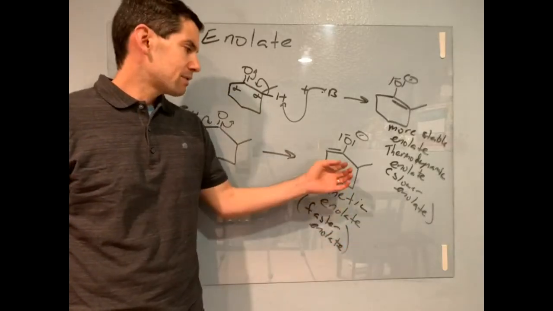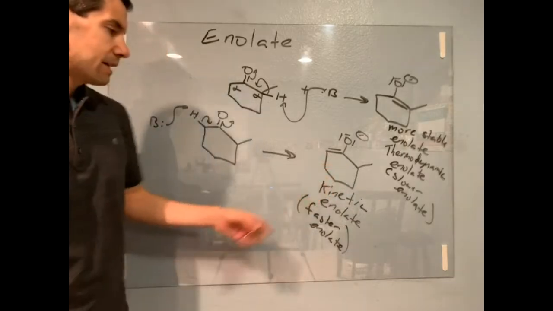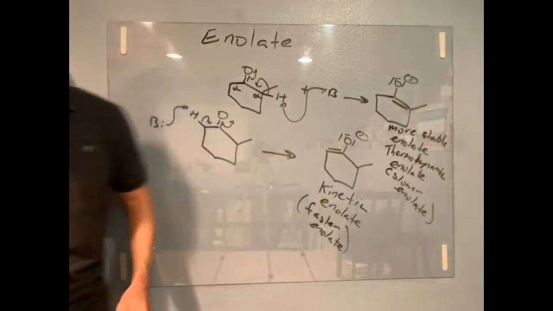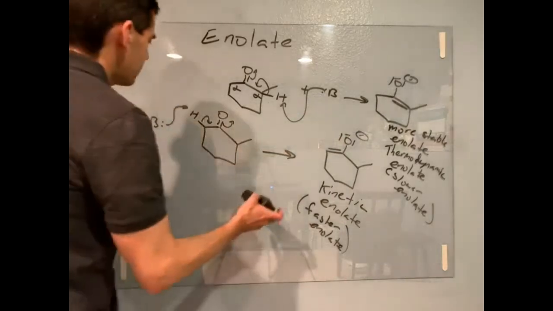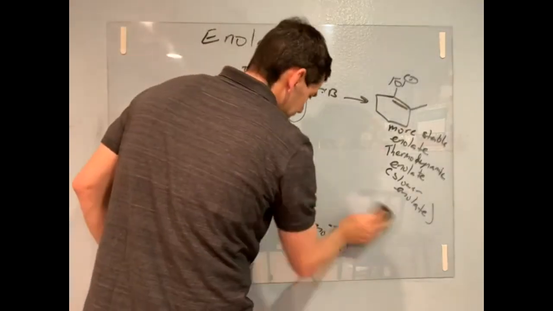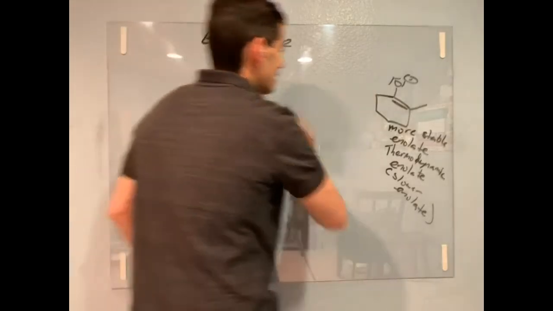So what kind of base can we use that would give us this enolate very, very quickly? So let's talk about the kinetic one first, and then we'll talk a little bit about the thermodynamic one. So as I erase the board, we can start thinking about what base we want to use that's going to be a very, very strong base that we can deprotonate things very, very quickly to give us that kinetic enolate.